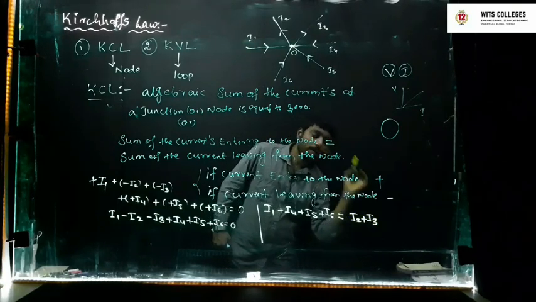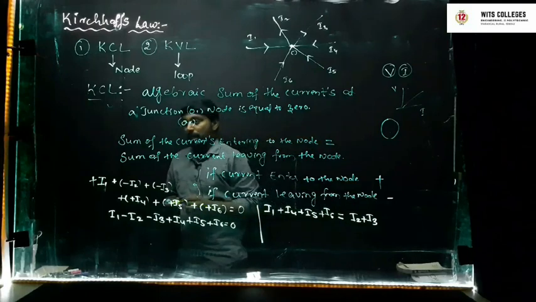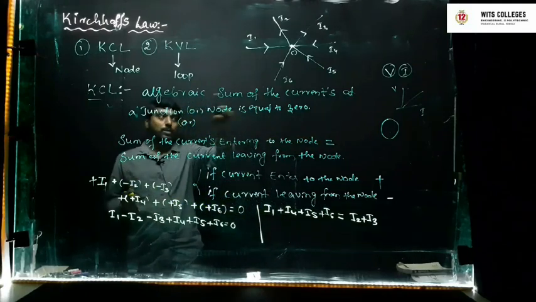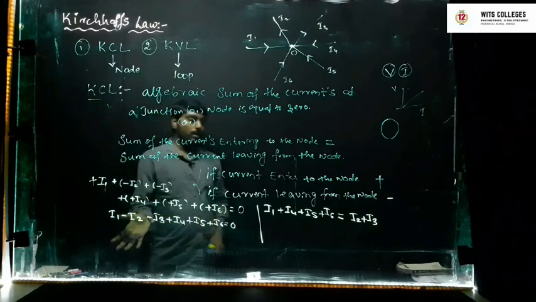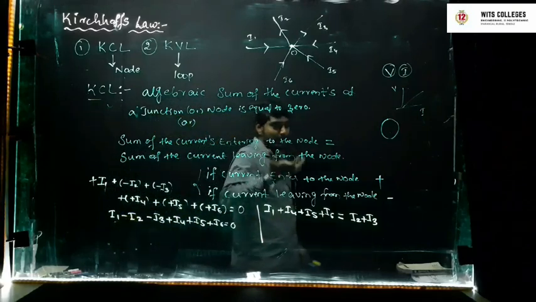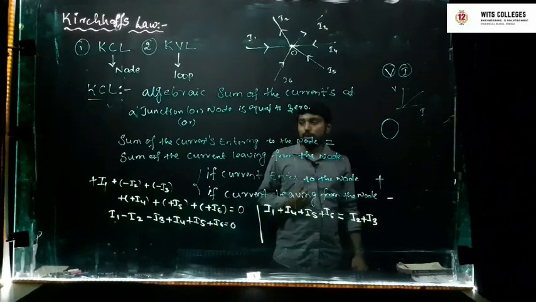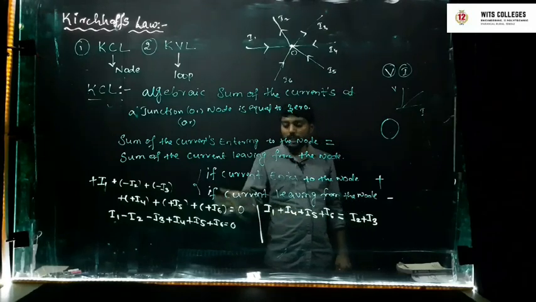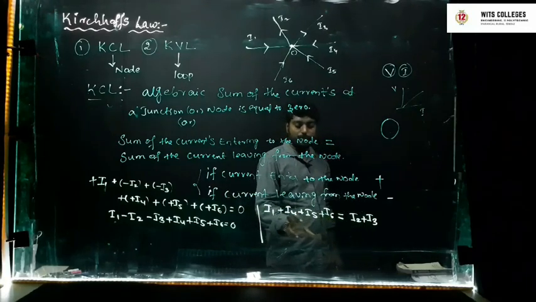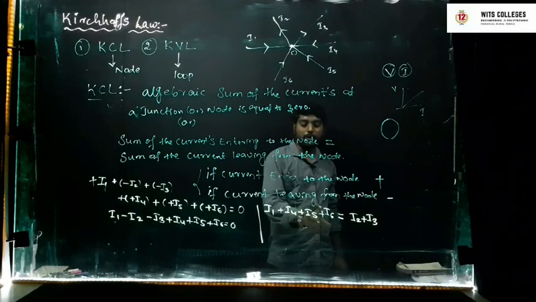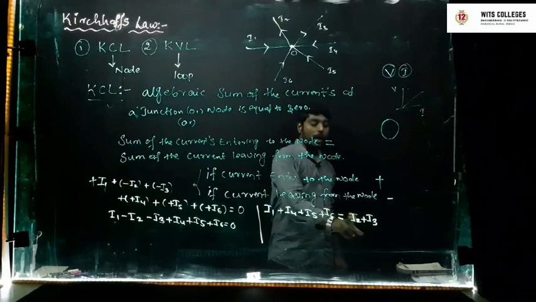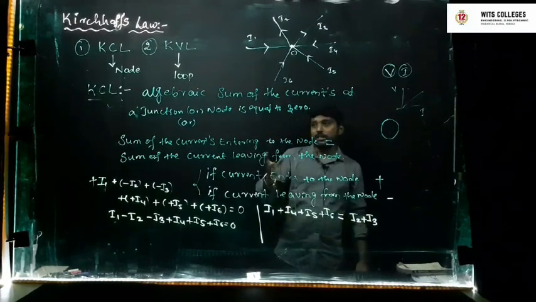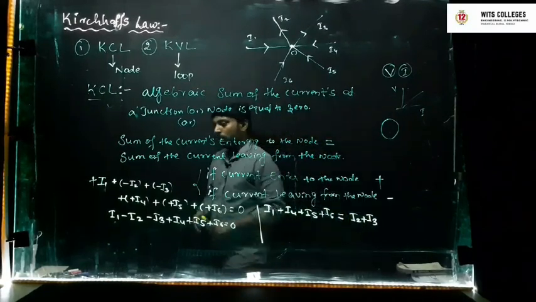This is the explanation for the second definition. The first definition explanation: algebraic sum of the current at a node or junction equal to 0. This is the first one. The second one is the sum of the current entering to the node is equal to the sum of the current leaving from the node. I1 plus I4 plus I5 plus I6, these are the entering currents, equal to I2 plus I3. These are leaving from the junction or node.